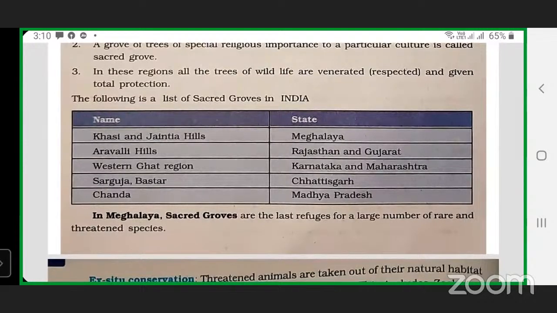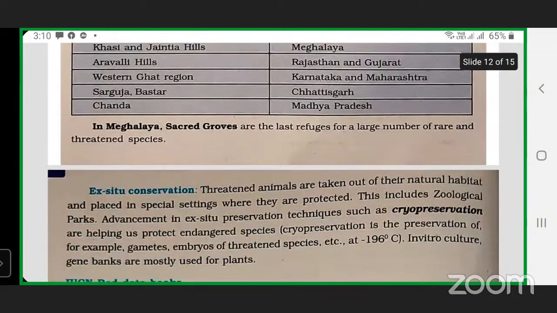Sarguja, Bastar, Chhattisgarh lo unnai. Where are the Chanda sacred groves? Madhya Pradesh lo unnai. In Meghalaya, sacred groves are the last refuges for a large number of rare and threatened species. Where are many endangered species, threatened species? They are in Meghalaya. So there is the need of protecting those sacred groves for the protection of wildlife.